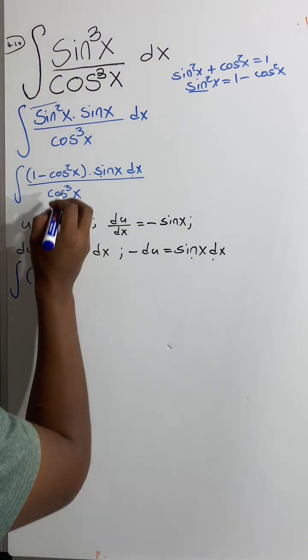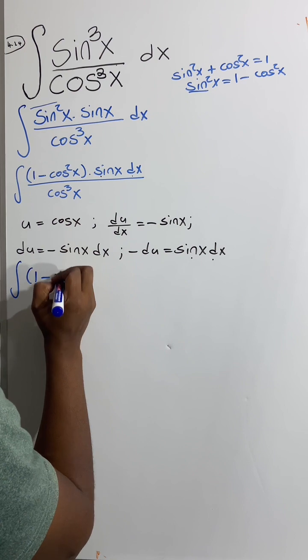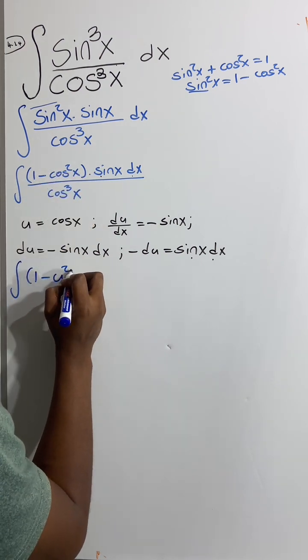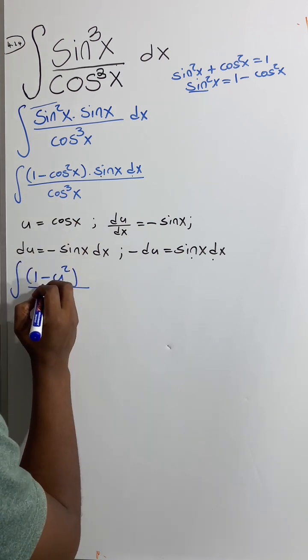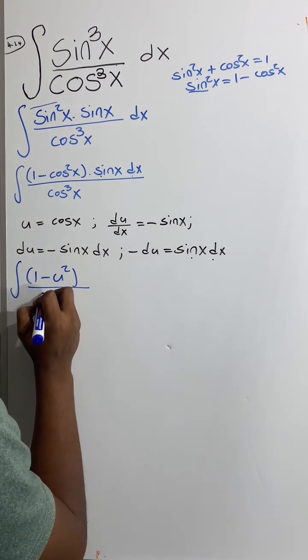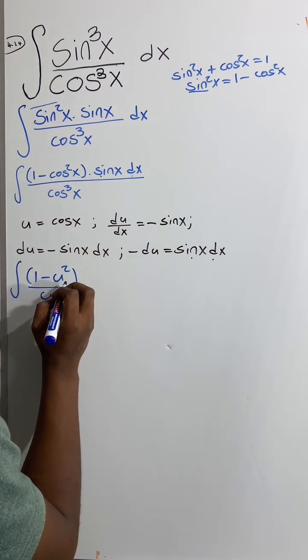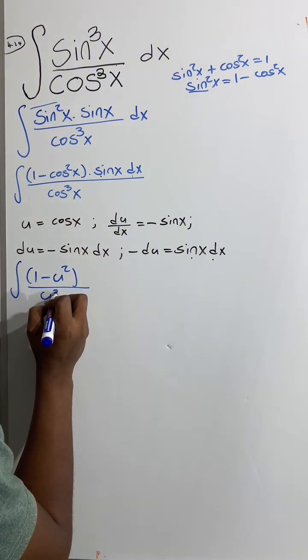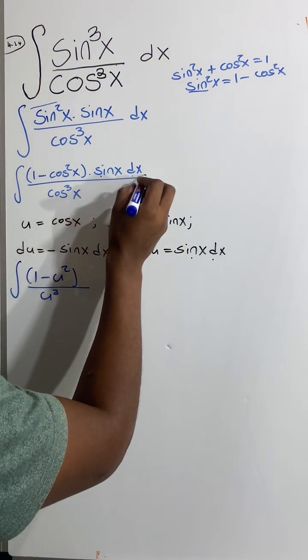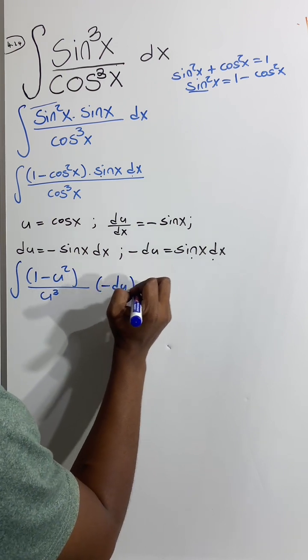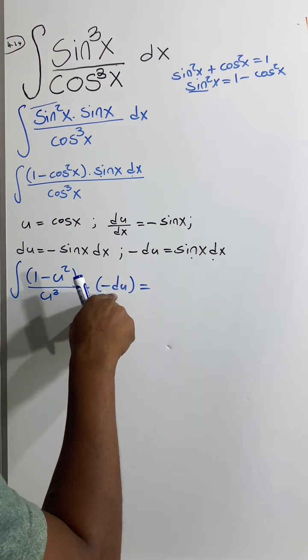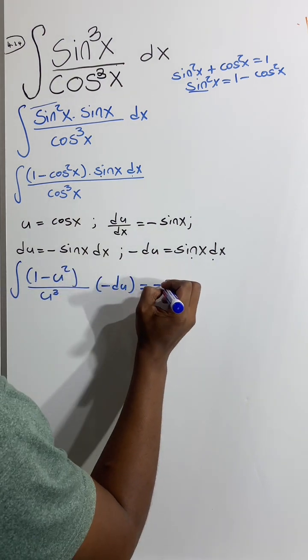So in the place of cos, we substitute u, but that cos is squared, so we also square our u. In the place of cos in the denominator, we substitute u, but that cos in the denominator is cubed, so we also cube the u. And in the place of sin x dx, we said that we'll substitute negative du. This will be equal to, so let's choose to take this negative out of the integral.